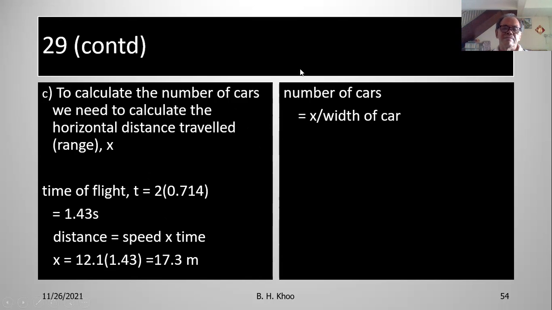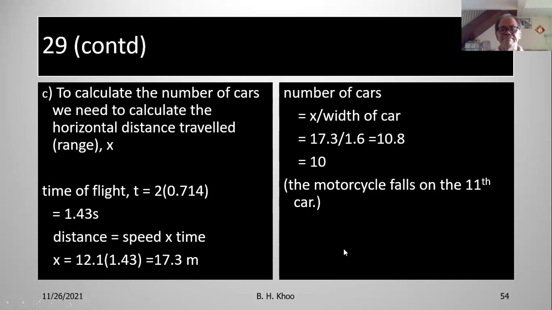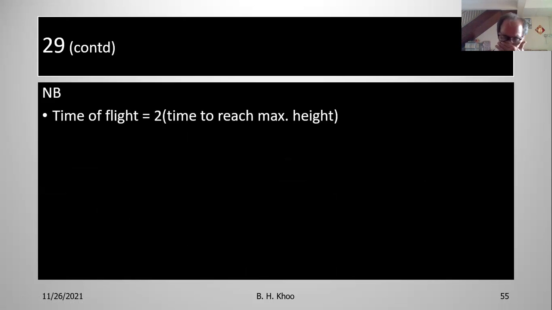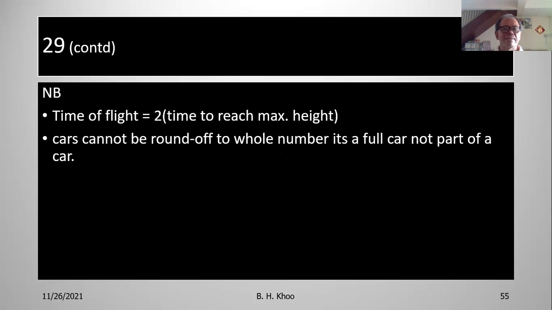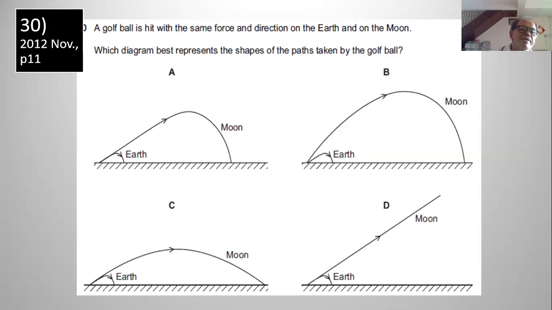Number of cars is the range divided by the length of the car, 1.6, which gives 10.8. Remember, we cannot round it off. It doesn't reach the 11th car, so it's only 10. It will fall on the part of the 11th car. Note, time of flight is the time in the air, which is 2 times the time to reach maximum height. Cars cannot be rounded off to a whole number. It's either a full car, not part of a car. Horizontal motion, uniform velocity.